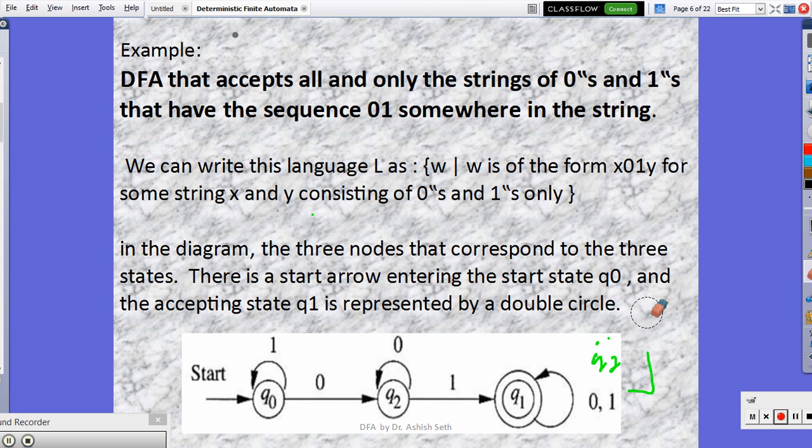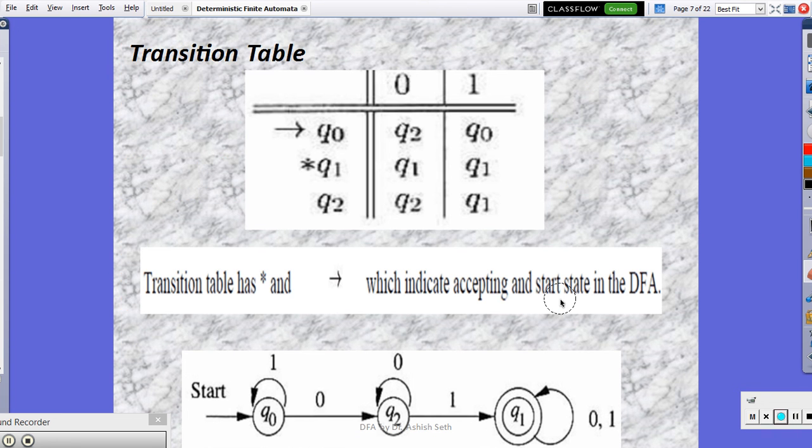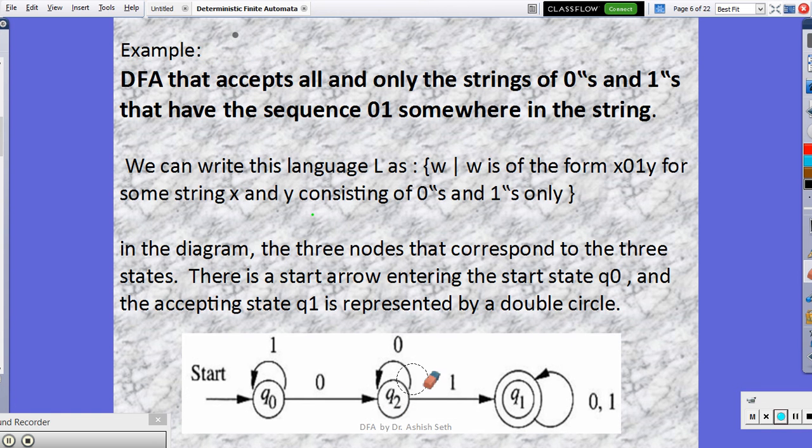So just to make it DFA, this structure or this DFA has been drawn. So this is DFA representing basically, this DFA will accept all the strings which have 0 1 somewhere in the string. So if you see, this is actually the transition diagram.